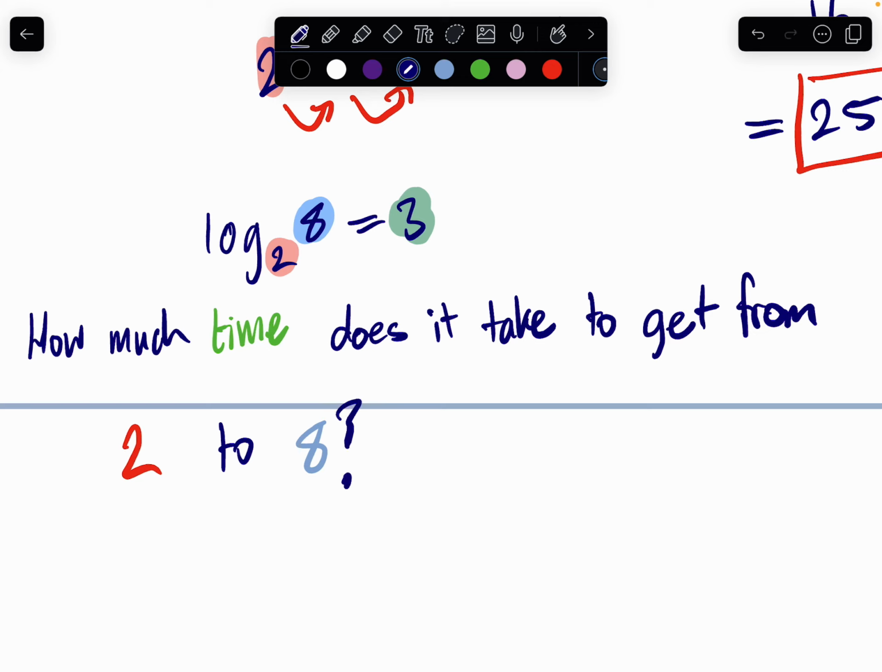So with this growth rate of 2, how many steps is it going to take to get to 8, right? And the answer of log base 2 of 8 is going to be that amount of steps. So we know it takes 3 steps, 2 times 2 times 2, to get from 2 to 8, and therefore the answer of log base 2 of 8 will be 3.